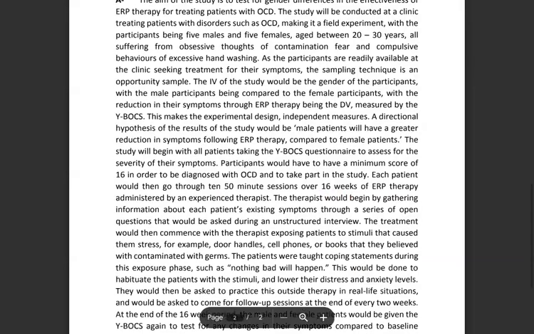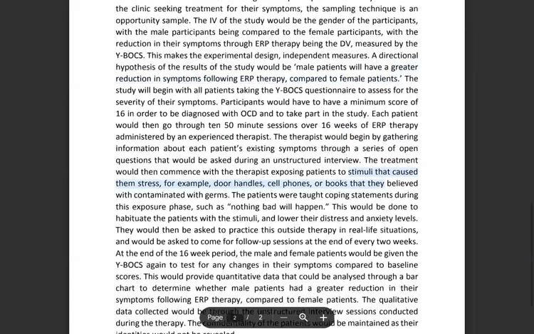The therapist would begin by gathering information about each patient's existing symptoms through a series of open questions that would be asked during an unstructured interview. So the data collection technique that I'm using over here is an unstructured interview. Okay, so I'm getting into the process of ERP therapy. It begins by asking the patient about their symptoms, getting an understanding about their symptoms. And the way I'm going to be doing that is through an unstructured interview.